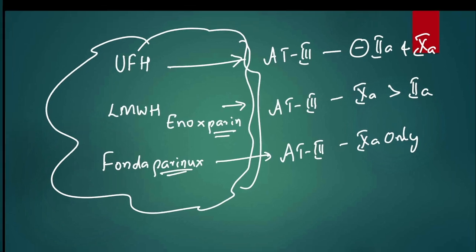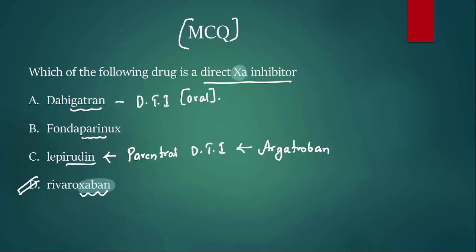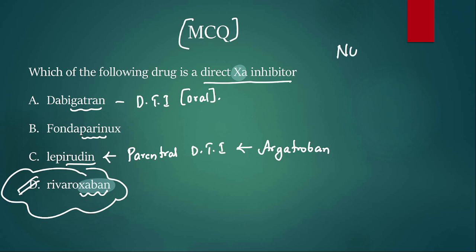So I hope you understood the mechanisms. The answer for this repeatedly asked question is rivaroxaban. Now what I want you to tell me at the end of the video is what are NOACs, and give examples for NOACs.